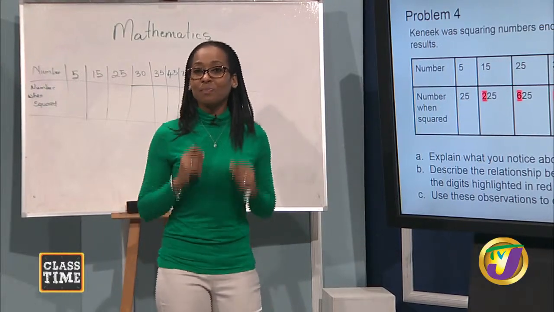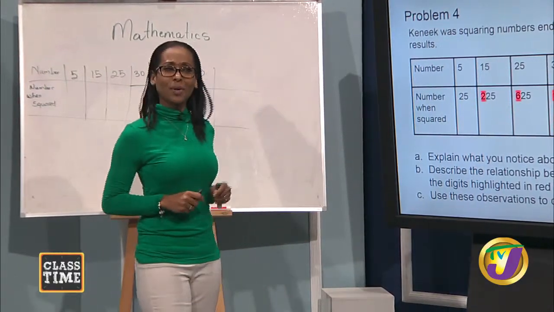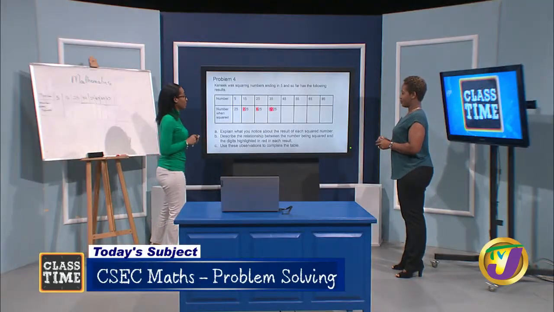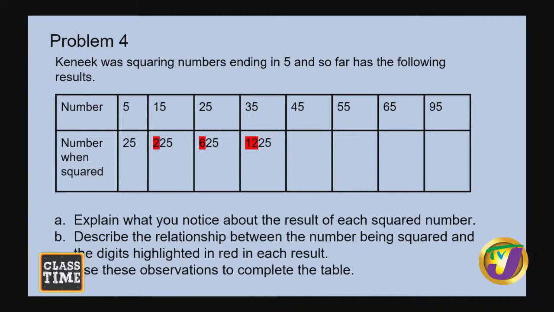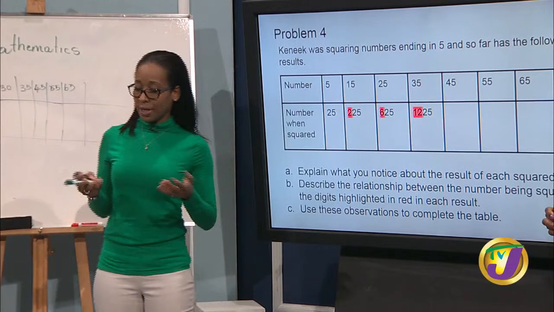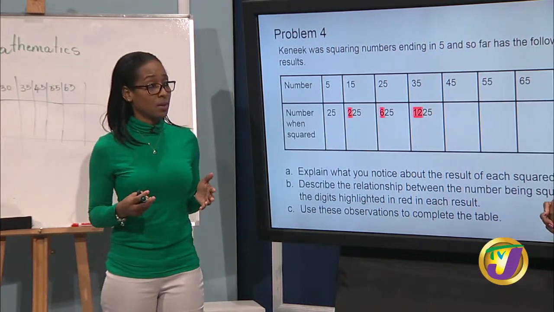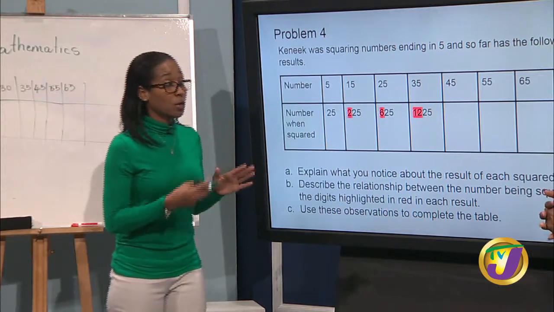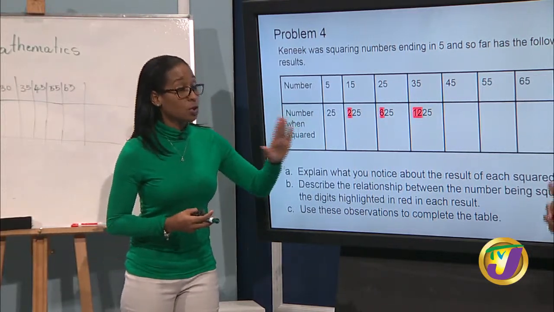Welcome back. Let's pick up where we left off. So here we were squaring numbers ending in 5, and so far he has the following results. Now Tamika was trying to figure out 45 when squared. As I was reminding her and our viewers before we took the break, in the event we don't have a calculator and we are squaring numbers, we need to figure out this table. So you worked out 45, you worked out 55.